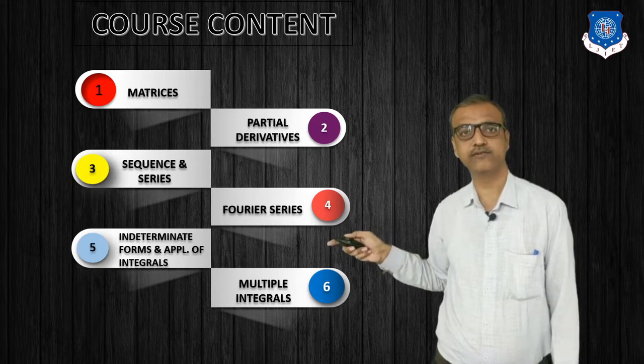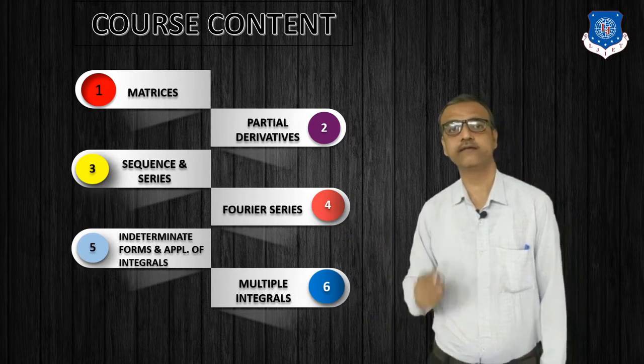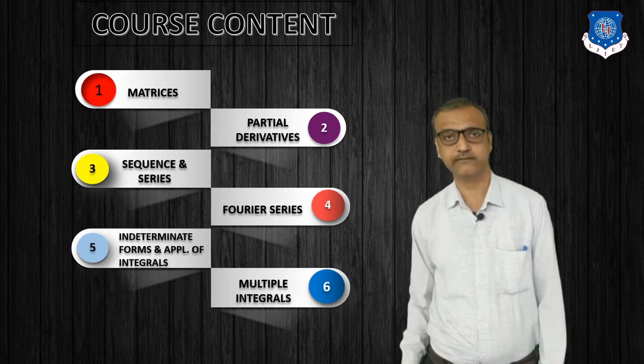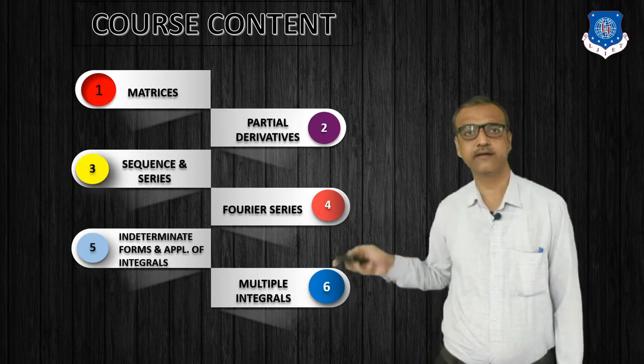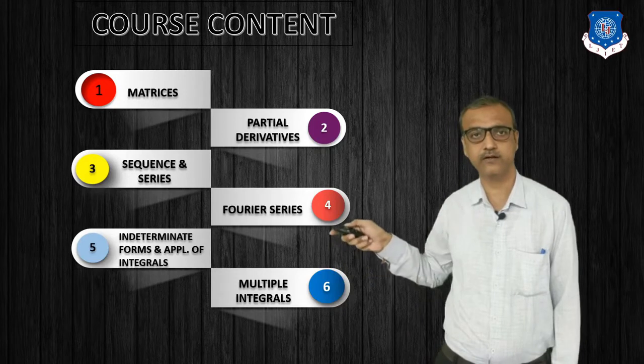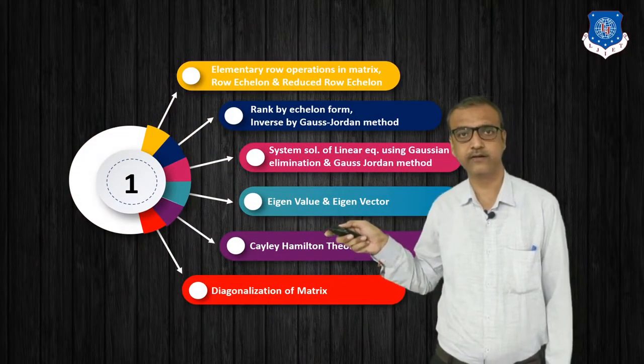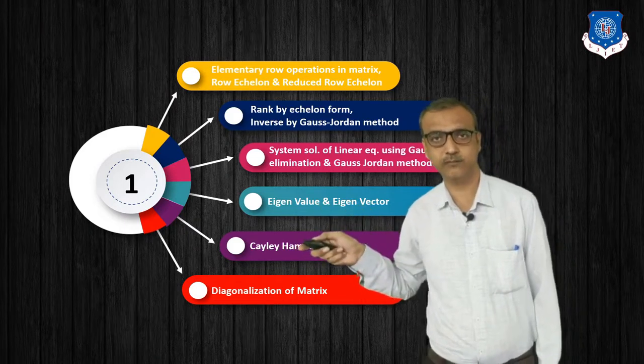Now first of all we will see matrices. So first of all, what is the meaning of matrix? A matrix is a rectangular arrangement of elements arranged in rows and columns. Now matrix is divided into these topics.